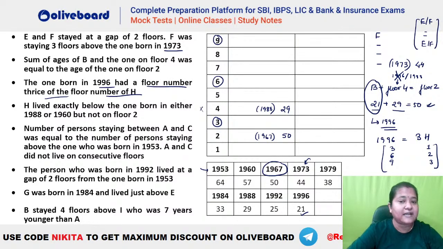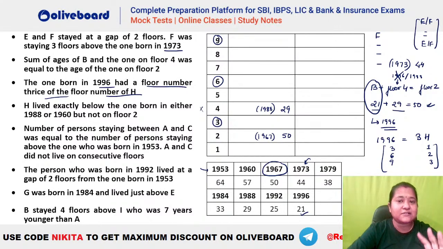So 1988 is 29 years old. So that means you can see that 1988 will be here. I hope this is clear. So if 1988 is on floor 4, that means B should be the one who is 21, because 1988 means 29 years old. So floor 4 should be 29 years old, and the remaining one will be for B. So B will be 21, who is born in 1996.